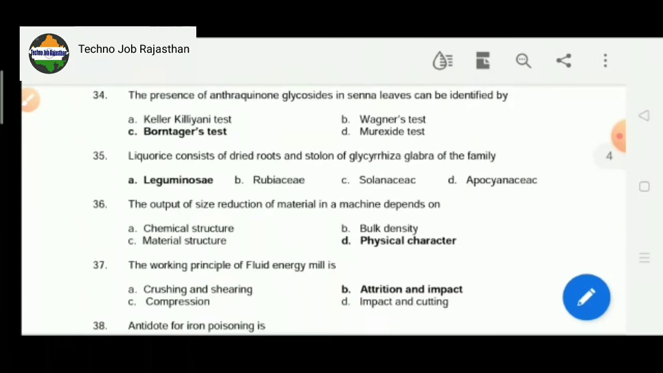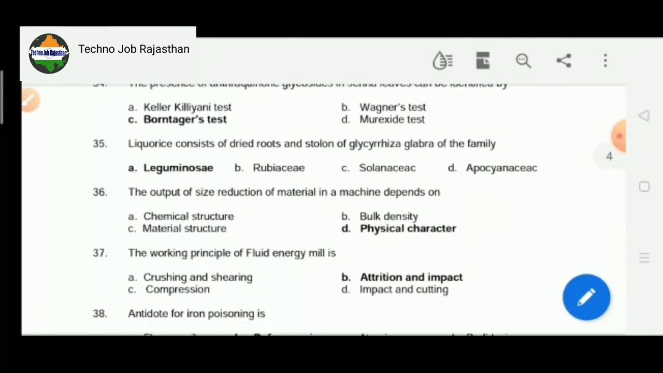Question number 35. Licorice consists of dried roots and stolons of Glycyrrhiza glabra of the family: option A is Leguminosae, option B is Rubiaceae, option C is Solanaceae, option D is Apocynaceae. So the correct answer is option A, that is Leguminosae.